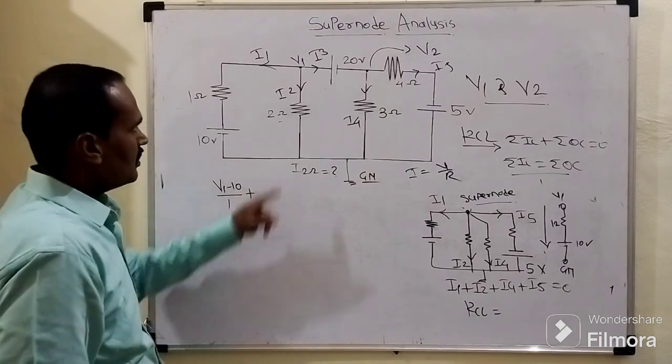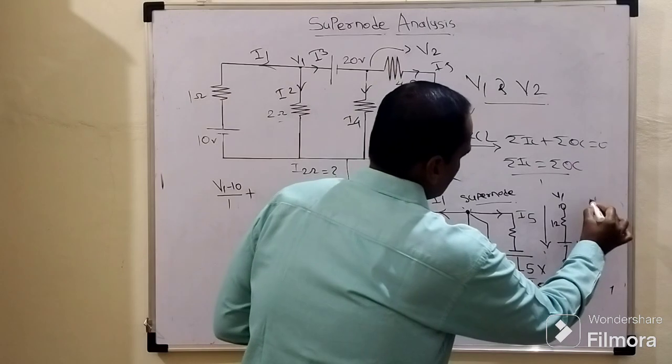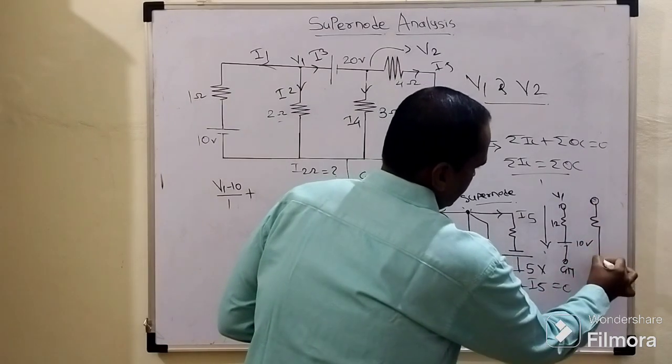What about this I2? I2 is the current flowing through this 2 ohm resistor. It is connected like this.